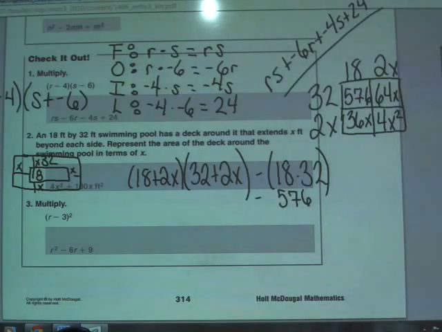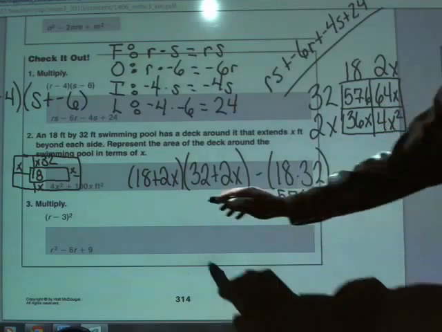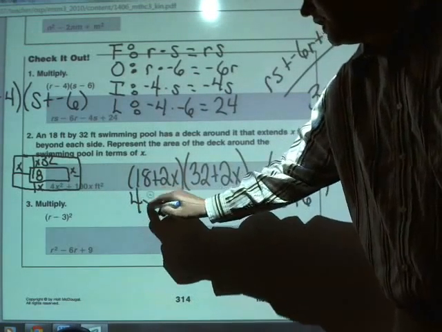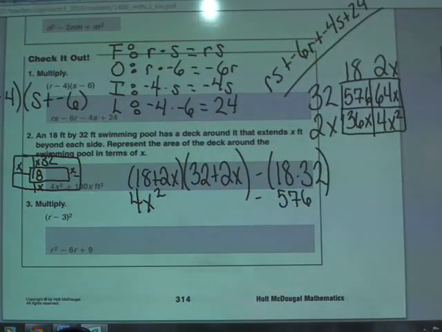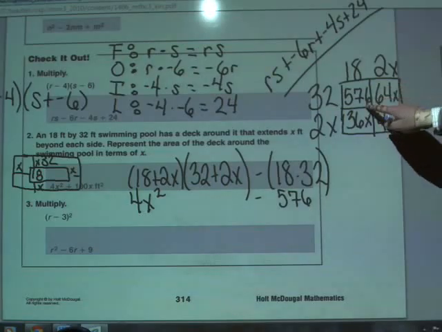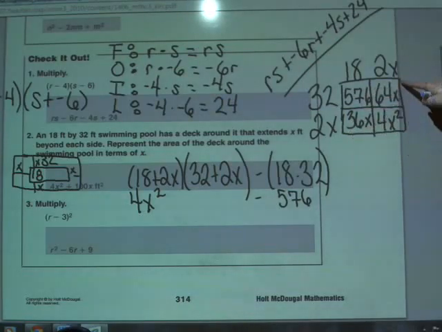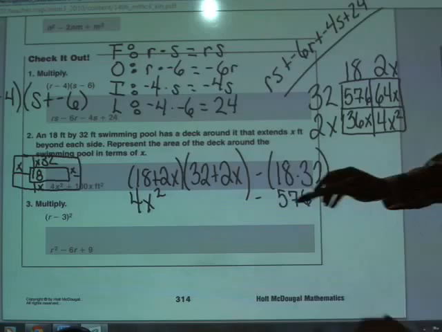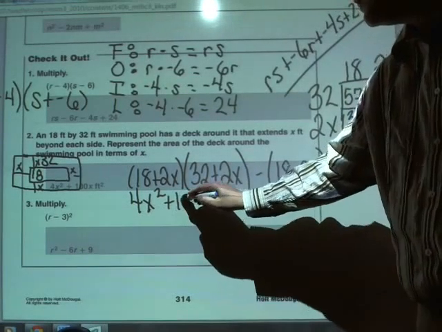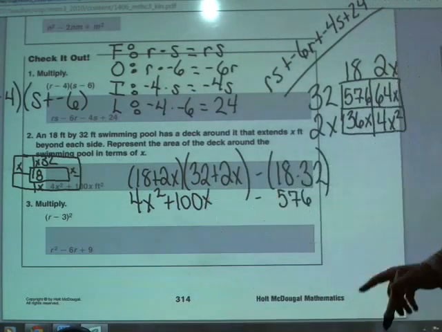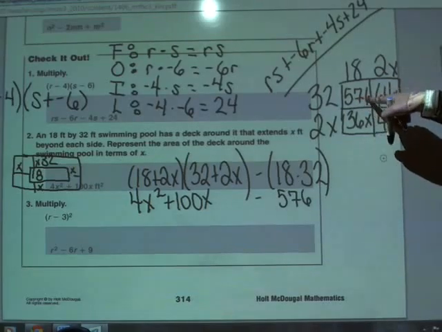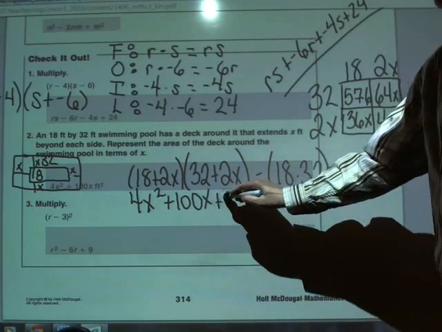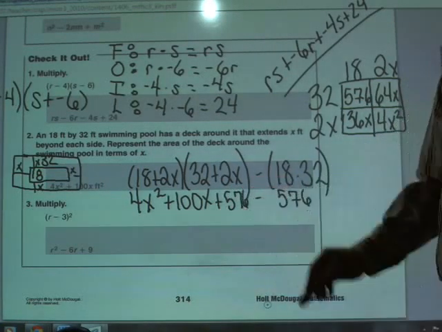So let's go ahead and put all that together. We've got 4x squared. I'm putting 4x squared first because I tend to like that standard form or descending order that we've talked about so much lately. Doesn't necessarily have to be done that way, but I just like it. 36x and 64x are like terms, so those are going to combine to give me 100 x's. And then here I've got the 576. And remember, since those are all addition, we connect them all with addition.